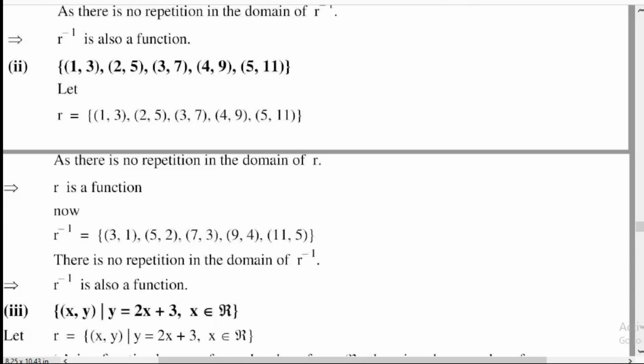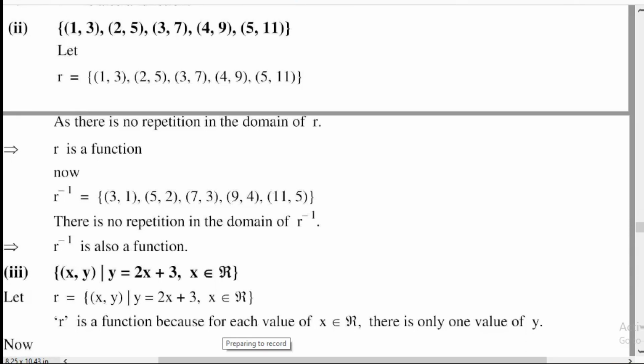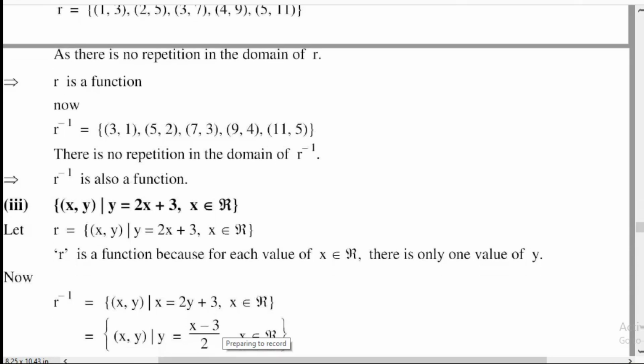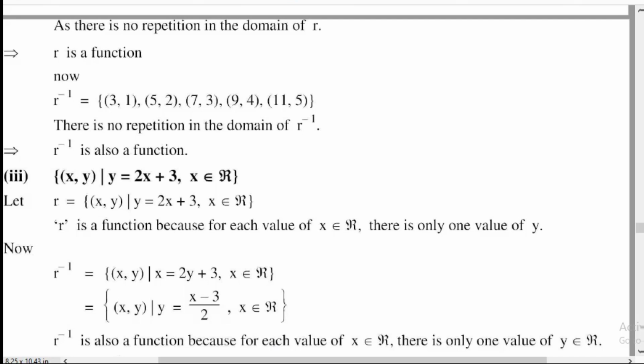Next, part number 3: {(x, y) such that y is equal to 2x plus 3, x belongs to the set of real numbers}. Let R be equal to {(x, y) such that y is equal to 2x plus 3, x belongs to the set of real numbers}. R is a function because for each value of x belonging to the real numbers, there is only one value of y. So R inverse is equal to {(x, y) such that x is equal to 2y plus 3}, so y is equal to (x minus 3) divided by 2, where x belongs to the set of real numbers. R inverse is also a function because for each value of x belonging to the real numbers, there is only one value of y belonging to the set of real numbers, that is R.